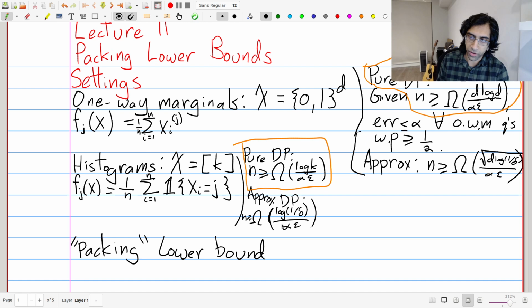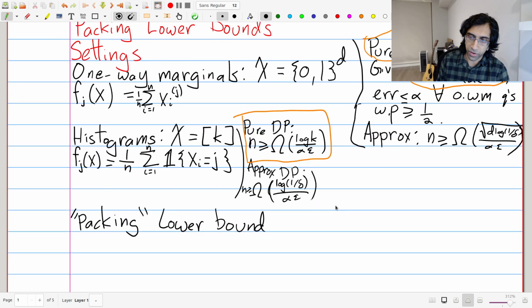Clearly, you can't put too many data sets into the space, because if you have a lot of data sets, then eventually you're going to run out of volume, and then you won't be able to fit any more databases in without making two, say, close to each other. This was a little bit abstract, but we're going to make it a little bit more concrete in a second.